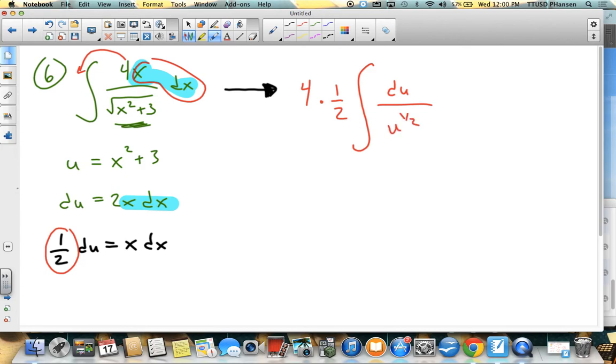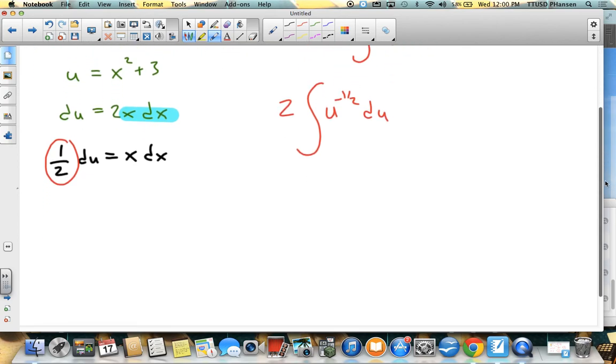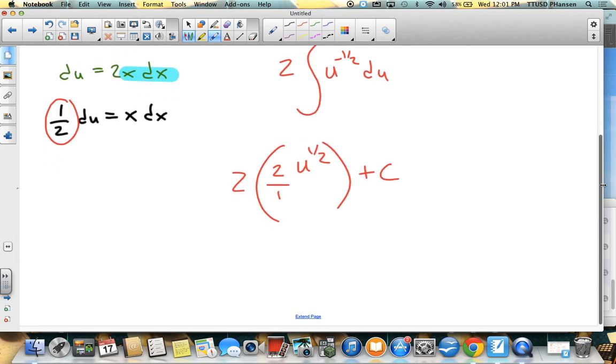Alright, now before I integrate that thing, I'm going to clean it up a little bit because that looks a little weird. So my 4 times 1/2 is just 2. I don't want my u to the 1/2 like that because it's still a quotient, so I want to make it u to the negative 1/2. It's just using algebra. Now that thing should be easy to integrate. I got my 2. The integral of u to the negative 1/2 becomes, I add 1, which is that, divide by 1/2, which is the same thing as multiplying by 2/1. And then plus c, and then I clean that thing up a little.